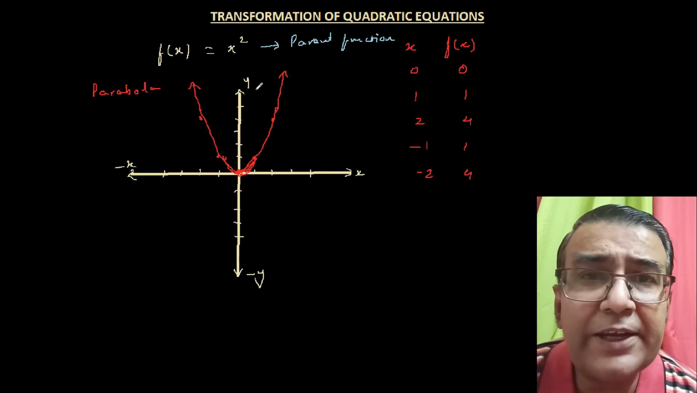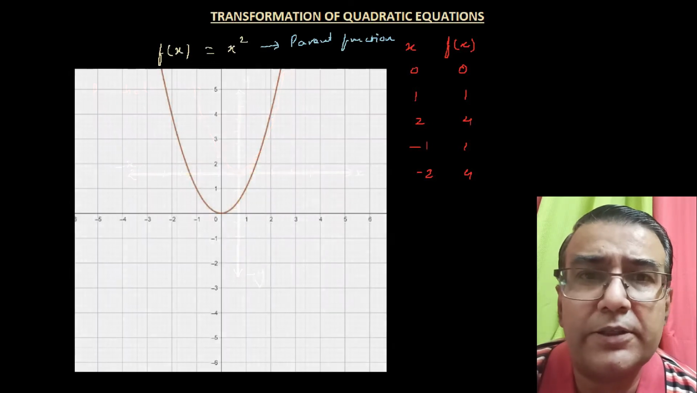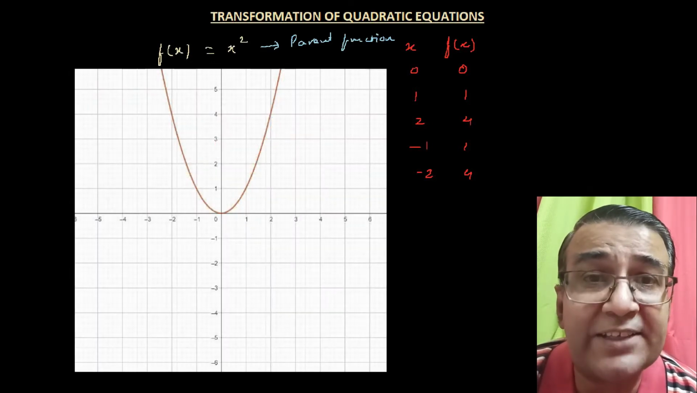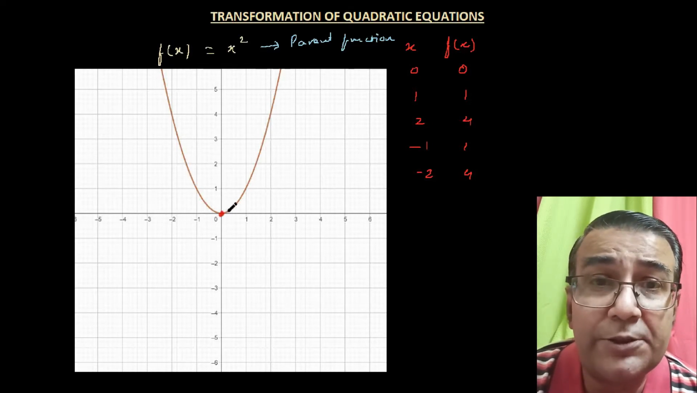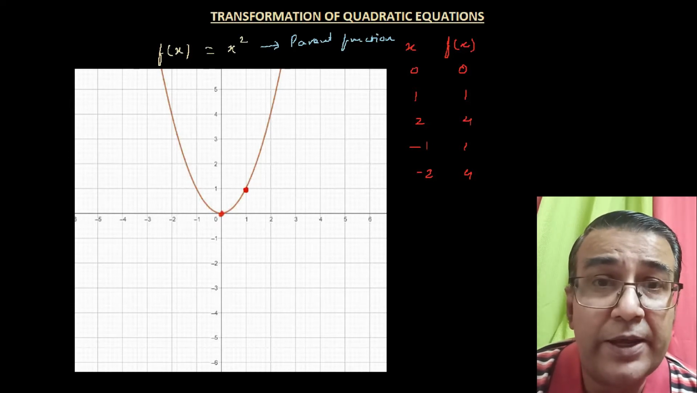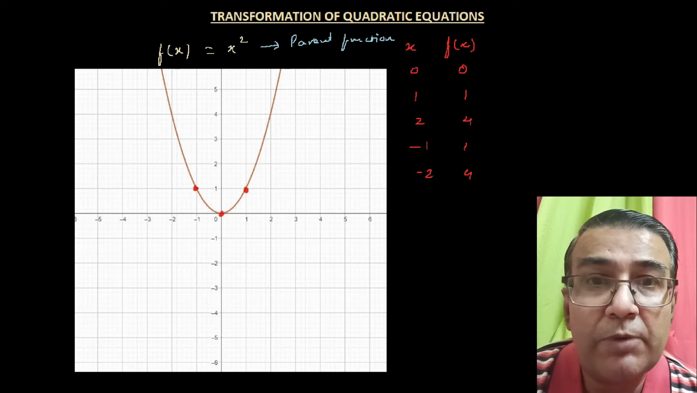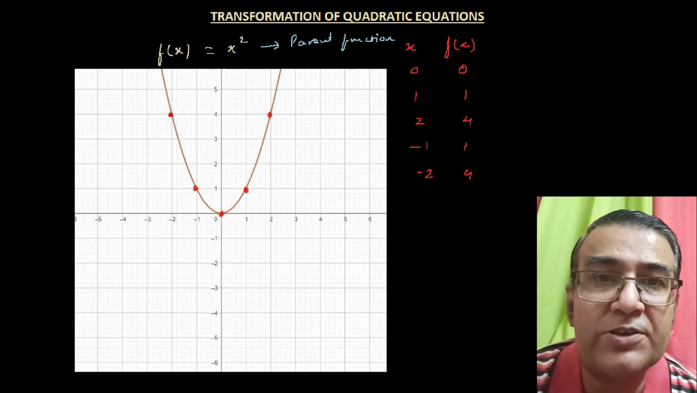And to get a general idea what the graph looks like, let's look at a neater diagram. So the graph of f of x is equal to x squared looks something like this. Now let us very quickly mark the points also on this graph. So we had 0, 0, which was the origin. We had 1, 1, which is here. We had negative 1, 1, which is here. We had 2, 4, which is here, and negative 2, 4, which is here.